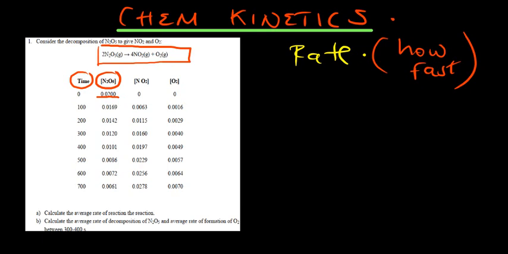So for example, this reaction, I can determine the rate of the reaction by looking at how fast this reactant is being used. How fast is it reducing? That is one way of looking at the rate. The other way is looking at how fast the products are being produced. Those two ways you can determine the rate of a chemical reaction.